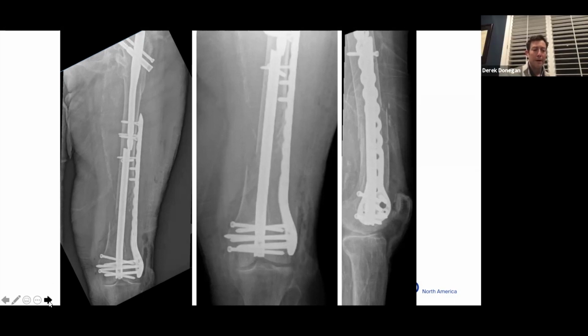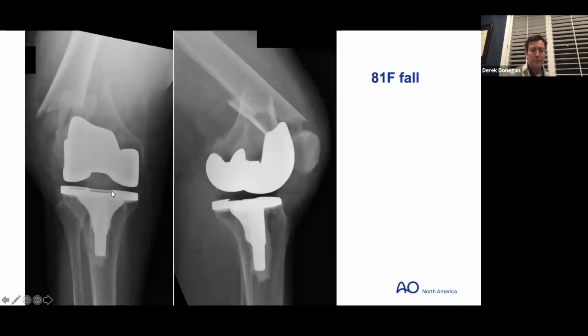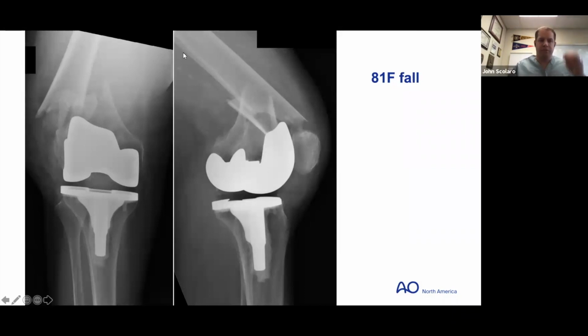So all right, good. So let's go on to this case. An 81-year-old fall, this supracondylar distal femur above a total knee. John, what are your thoughts about this when you see it? Yeah, same thing. I think we're seeing some recurring themes here. I just want to figure out whatever I can do that's going to get this patient to weight bear, and then I want to make sure I know exactly what the situation is with that knee.